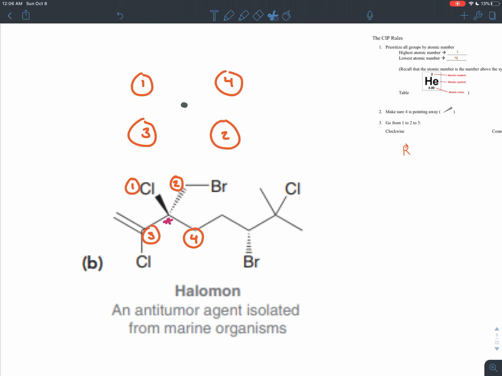But whenever you switch 2 branches, you switch the chiral configuration. So if it was R, when you switch them, now it's S. If it was S, when you switch them, now it's R. So to get them back, I'm going to switch any other 2 of these branches. It doesn't matter which 2. I'm going to switch 1 and 3.